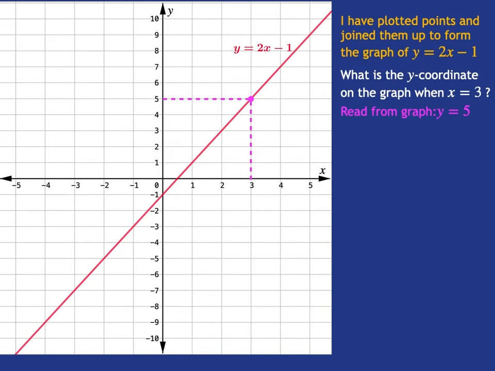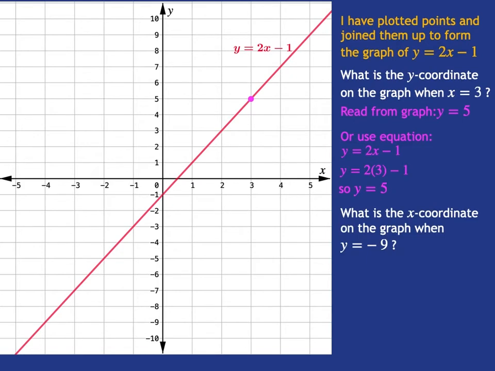I can also get this by using the equation. You see, every single point on that line must fulfill this equation, y is equal to 2x minus 1. That's how I drew up the graph, right? I substituted in the x value, got the y value, and then plotted the point. So every point on that graph must fulfill that equation. So I can easily work out the y value when x is 3 by simply substituting x is 3 into the equation, and I will work out that y is equal to 5. So two ways of doing it.